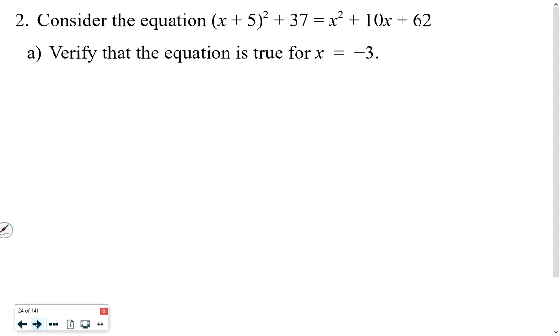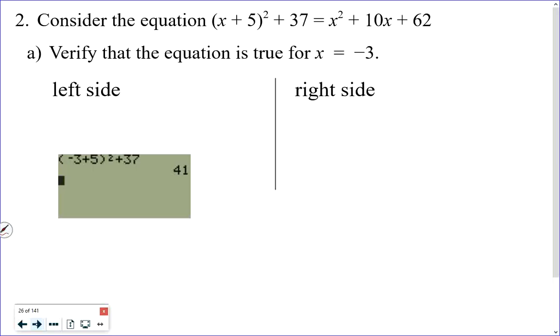What about this equation? We have (x plus 5) quantity squared plus 37 is equal to x squared plus 10x plus 62. Is it an equation? Well, yeah, because there's an equal sign. Is it true when we use x equals -3? Again, we want to calculate the value of the equation on the left side and the right side separately from each other.